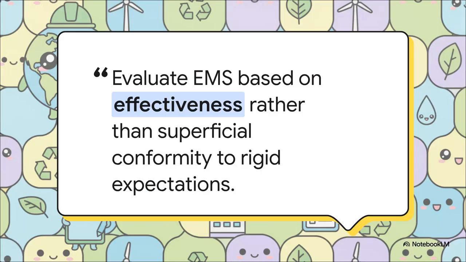This quote from the source material just hits the nail on the head. Conceptual clarity ensures that environmental management systems are evaluated based on effectiveness in achieving intended environmental outcomes, rather than superficial conformity to rigid documentation expectations. That right there is the whole ballgame. This is exactly why Annex A3 matters. It protects the credibility of the entire ISO certification process by keeping us focused on real-world impact.